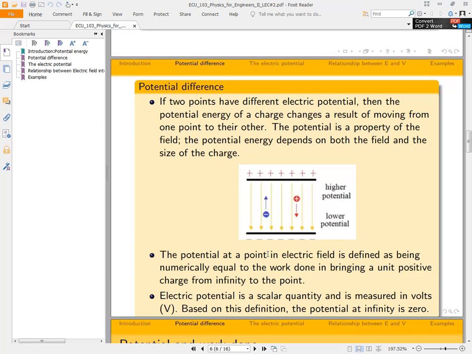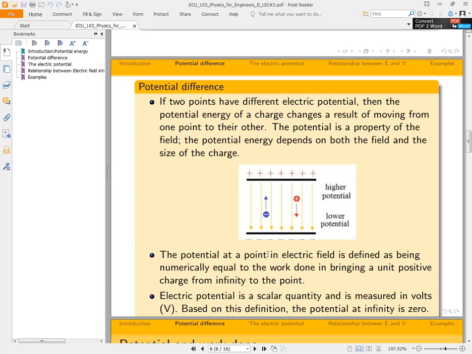The potential at a point in an electric field is defined as being numerically equal to the work done in bringing a unit positive charge from infinity to that point. Electric potential is a scalar quantity and is measured in volts. Based on this definition, the potential at infinity is 0.